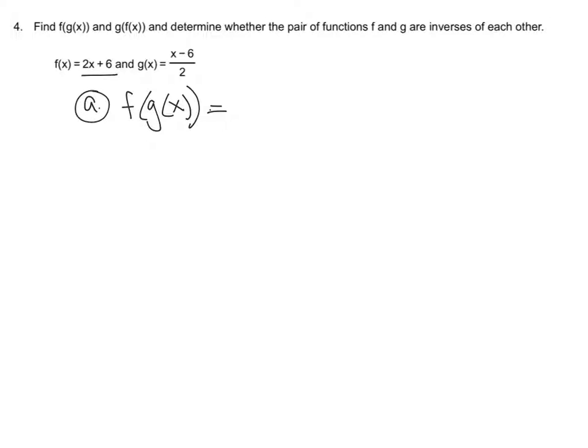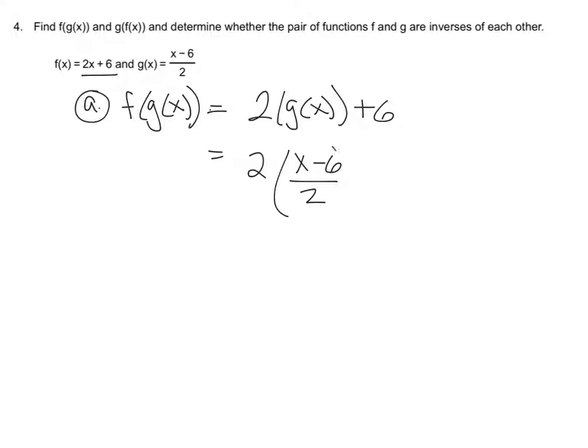So f is 2x plus 6, and this is going to become 2 times g of x plus 6. And we'll substitute the expression for g of x, which is x minus 6 divided by 2, and then that's plus 6. Now I have a 2 in my numerator and a 2 in the denominator, so I can cancel those out, and I'm left with x minus 6 plus 6, which equals x.